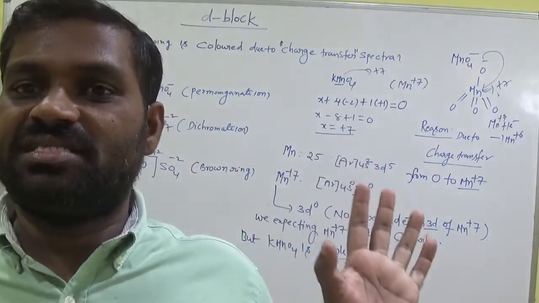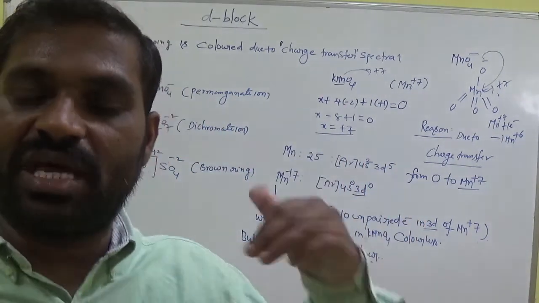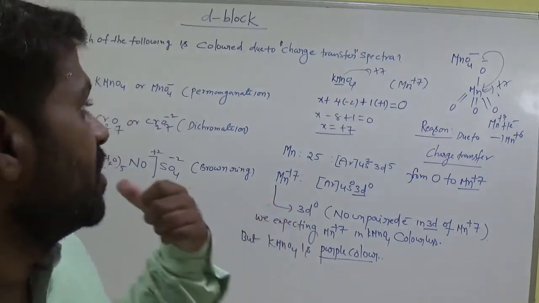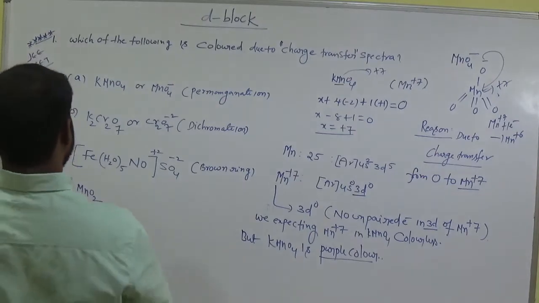So a d-d transition takes place, so it exhibits color. So KMnO4 shows purple color. That is the reason why KMnO4 shows color, due to the charge transfer. Okay, this answer is correct here.